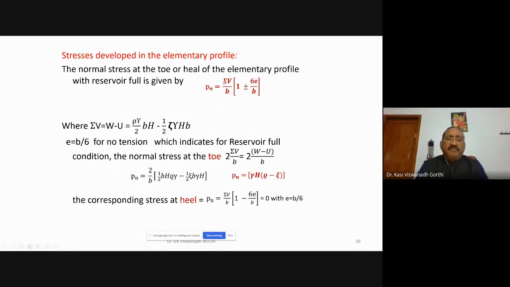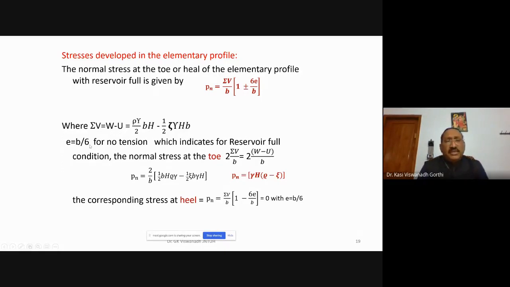So sigma v is the algebraic sum of the forces. We are considering only two forces in this case: one is the self weight and the other is the uplift. One is vertically downwards and the other is vertically upward. So sigma v is equal to the algebraic sum of W and U, W vertically downwards and uplift vertically upwards. So W minus U, substituting the values here, and e is equal to b by 6 for no tension.